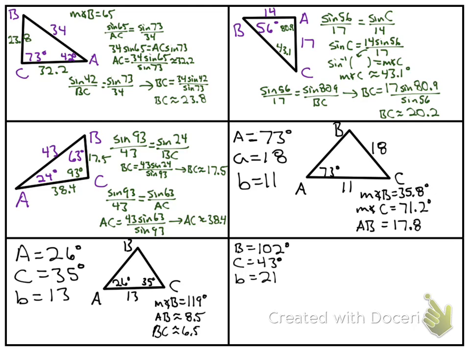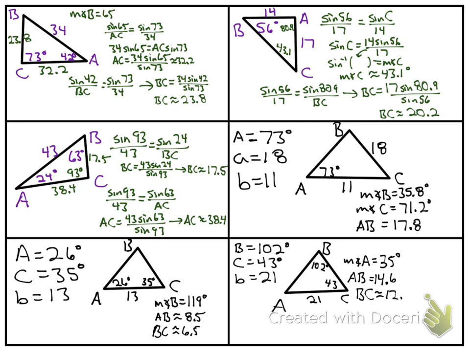For the last one, triangle A, B, C, B is 102, C is 43, and the side b is 21. We're going to find the missing angle first, and that comes out to be 35 degrees. AB, by law of sines, would give you 14.6, and BC, also by law of sines, would give you about 12.3.